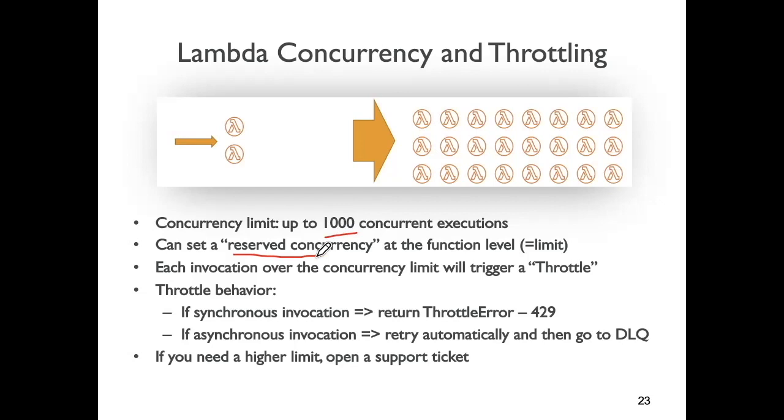And if there are 11 concurrent requests hitting your particular Lambda, for which you have set a reserved concurrency limit of 10, then the 11th one is going to receive what's called a throttling error response. And that's an HTTP 429 status code. That's called the throttling error code.